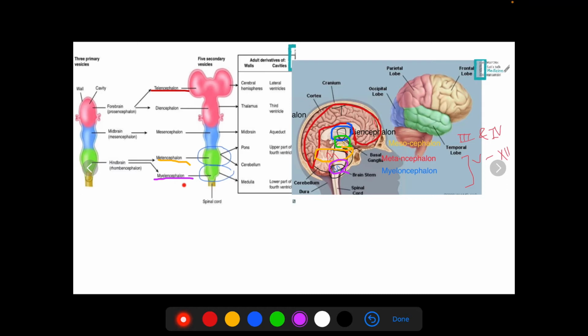Regarding the nerves that originate from it, there will be 1 cranial nerve from this area, telencephalon; 2 cranial nerves from diencephalon; the third and fourth from mesencephalon; and from the 5th nerve to the end of the cranial nerves will be from metencephalon and myelencephalon.